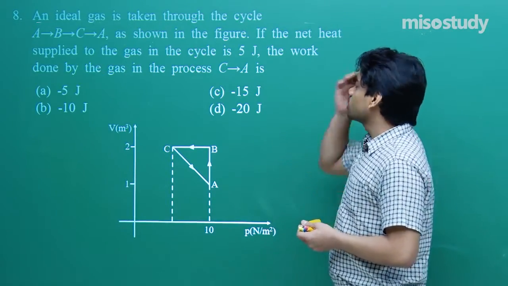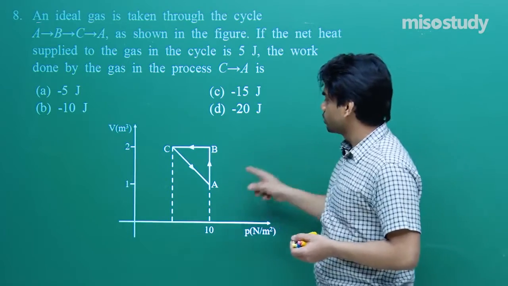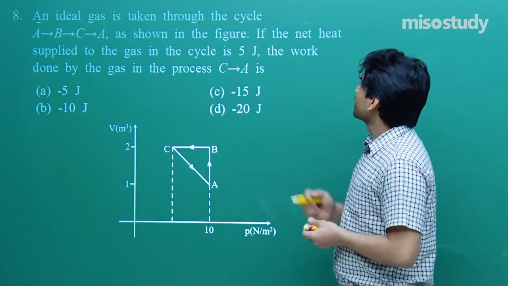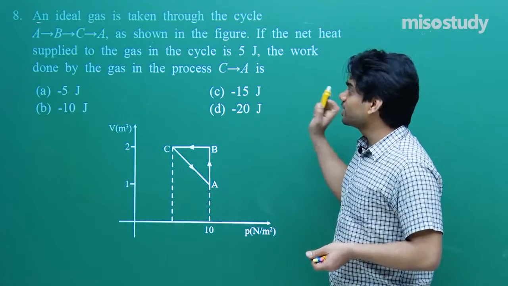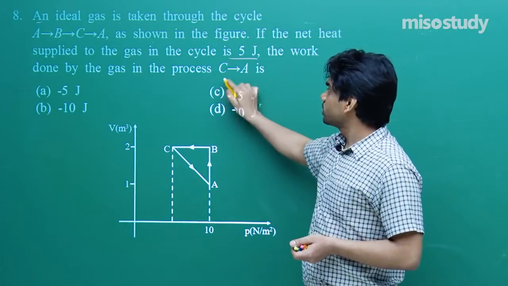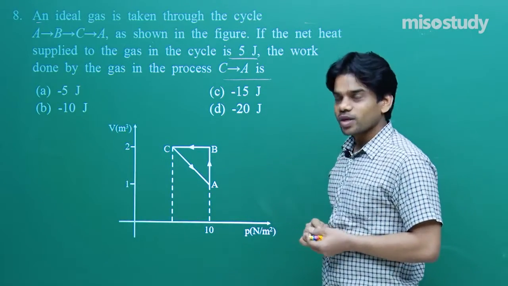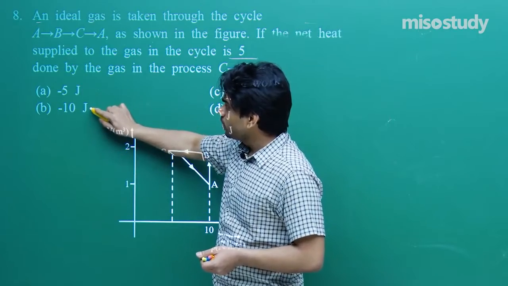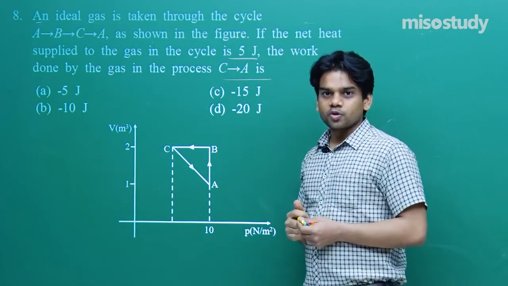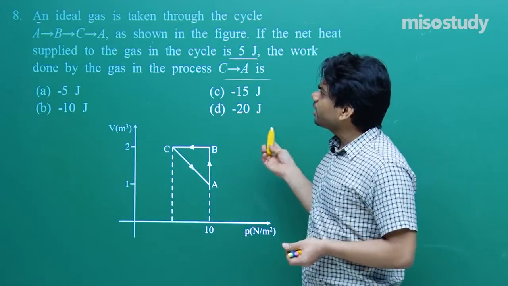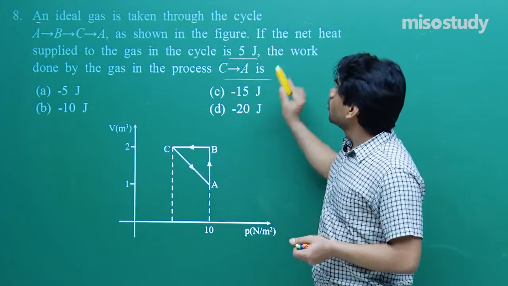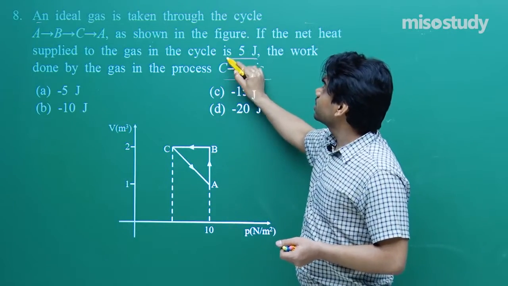An ideal gas is taken through the cycle A, B, C, A, so A to B to C to A, as shown in the figure. If the net heat supplied to the gas in the cycle is 5 joule, the work done by the gas in the process C to A is: A, minus 5 joule; B, minus 10 joule; C, minus 15 joule; and D, minus 20 joule. You see what is happening: an ideal gas is taken through cycle A, B, C, A. This is the cycle. You have to find out the net heat supplied to the gas, which is 5 joule.